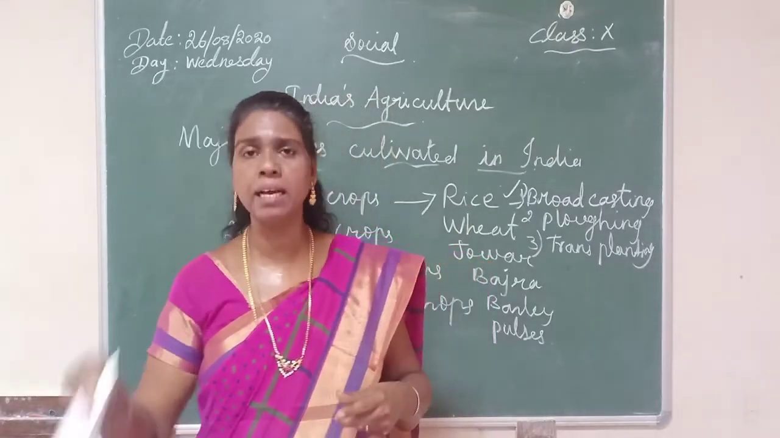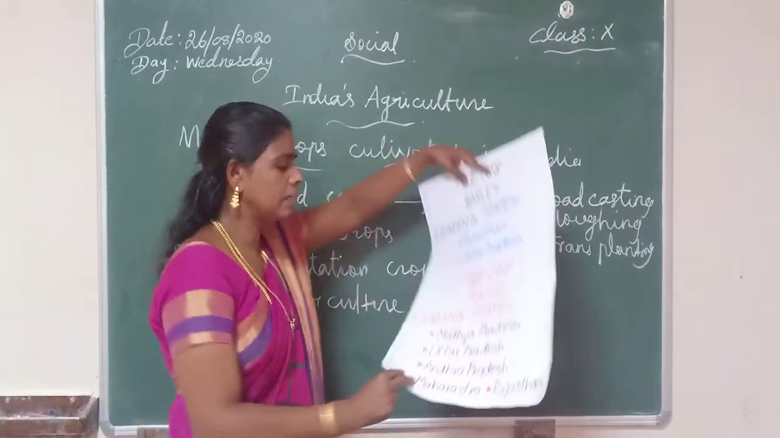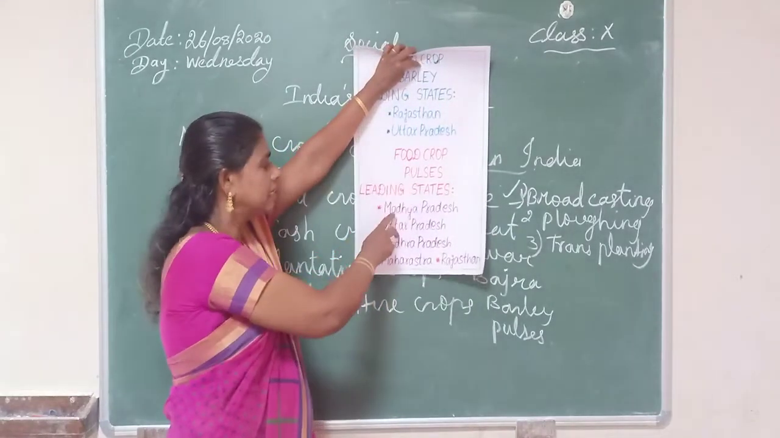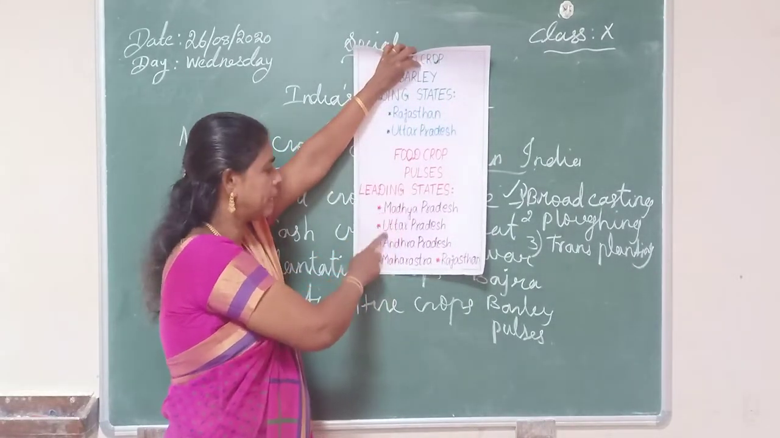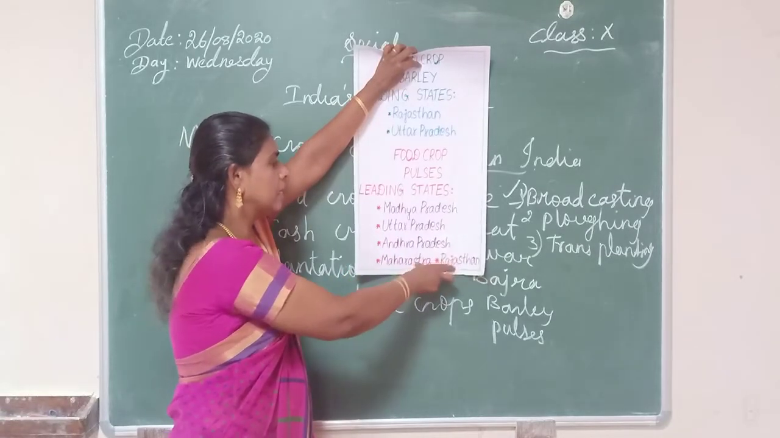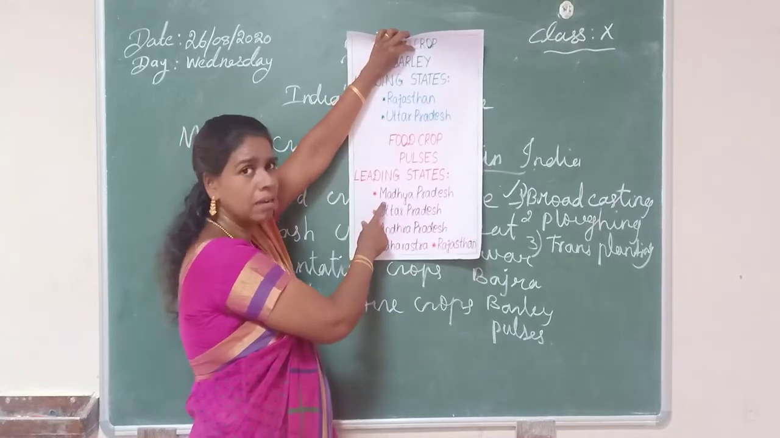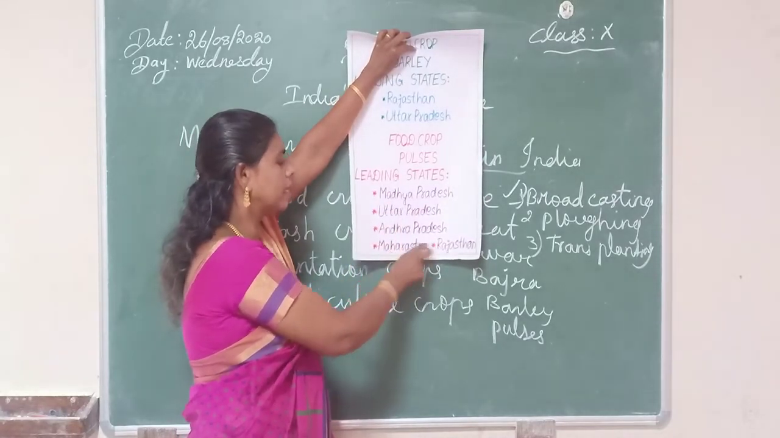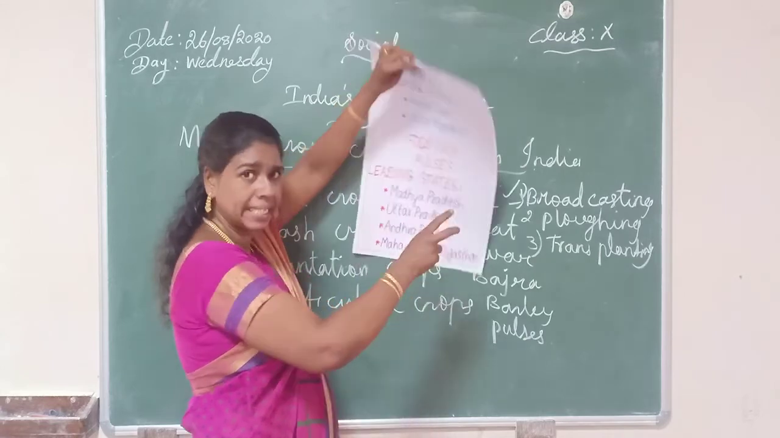Some of the states cultivate pulses. The major states are Madhya Pradesh, Uttar Pradesh, Andhra Pradesh, Maharashtra, Rajasthan, etc.